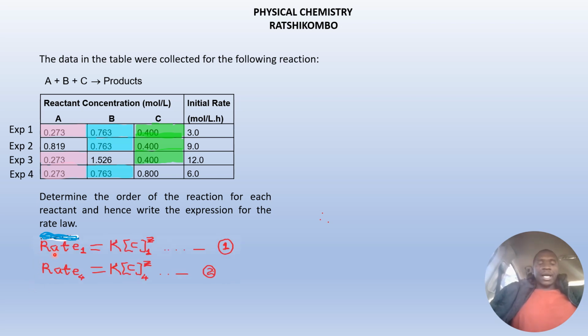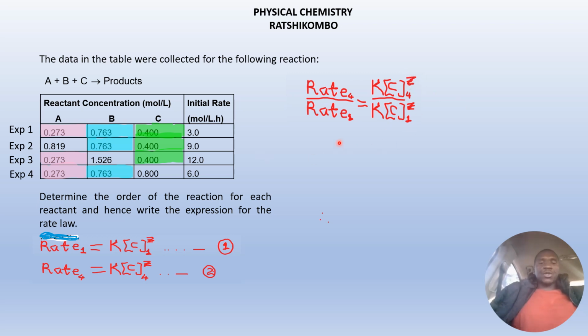We are going to have rate 1 and rate 4, right? Because we are talking about experiment 1 and experiment 4, knowing that A and B for experiments 1 and 4 are constant. So we have 1 and 4. Again, we are going to divide equation 2 by equation 1, whereby we are going to have rate 4 over rate 1 is equal to this one. But this time around, if you check the order of this reactant, I just put letter Z. So this is letter Z for the order of the reaction.